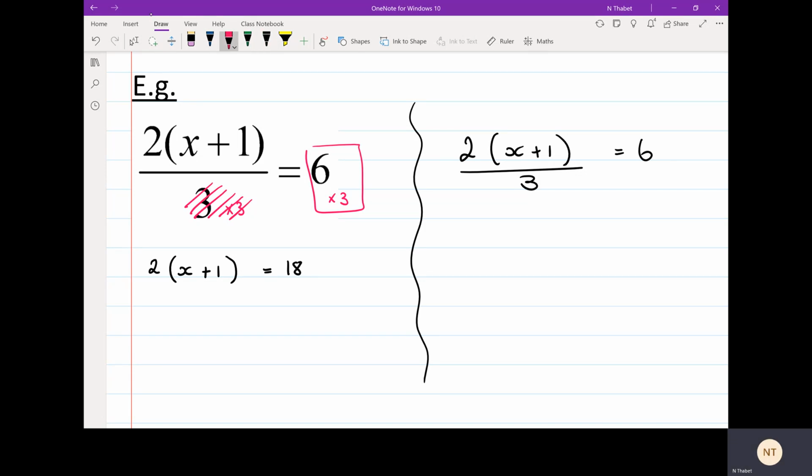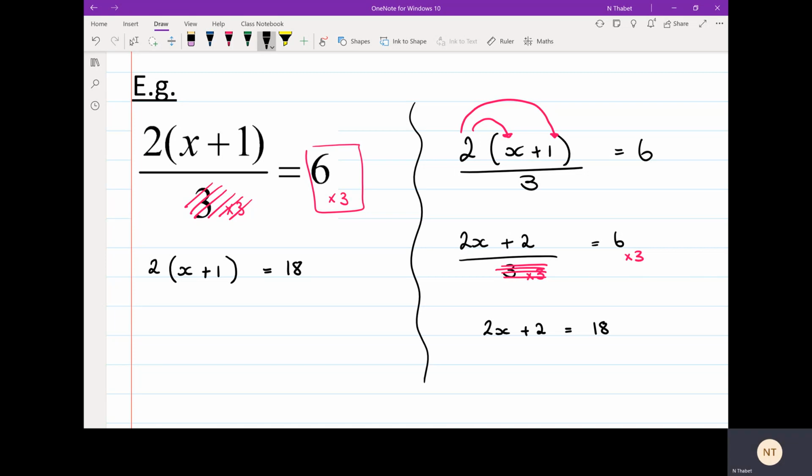Or you could start by multiplying out the brackets first. 2 times x is 2x. 2 times 1 is add 2, over 3 equals 6. And then you would multiply both sides by 3 to reverse the division. And you will have 2x plus 2 equals 18.